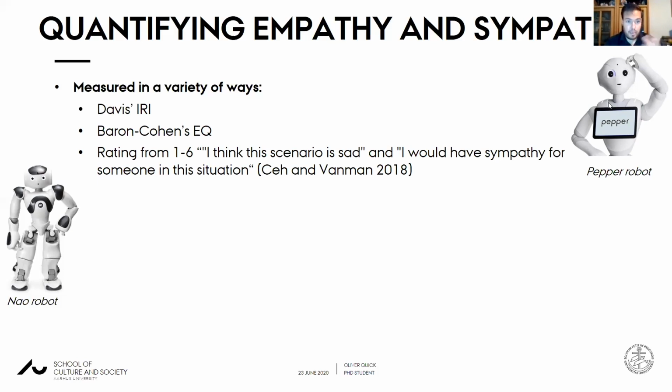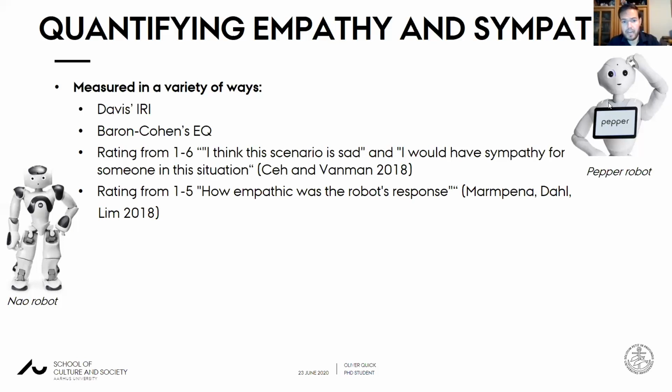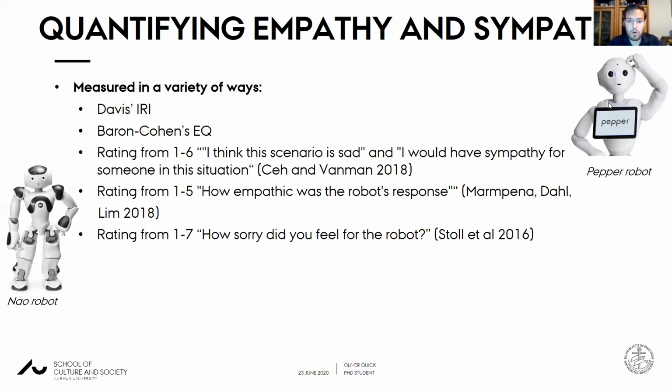The other approach, in addition to sometimes using these standardized measurements or in place of using them, is that oftentimes people present questions like this. I think this scenario is sad, and you rate it on a scale, or I would have sympathy for someone in this situation. And in this study, and in actually all the ones I'll mention here, they're looking at empathy, and yet they ask directly about sympathy, which is simply not the same phenomenon. It's related but distinct. And again, sympathy is not defined for the participants or for the reader of the study. How empathic was the robot's response? How sorry did you feel for the robot? Another study studying empathy, but feeling sorry for someone is more properly the domain of sympathy, not empathy.